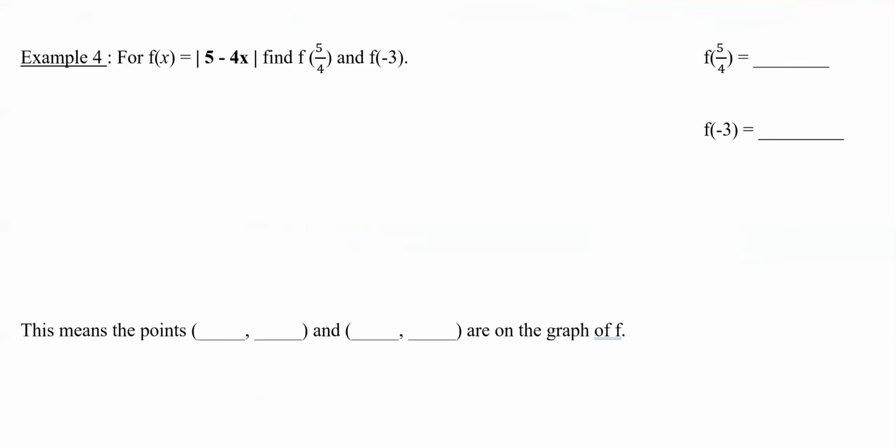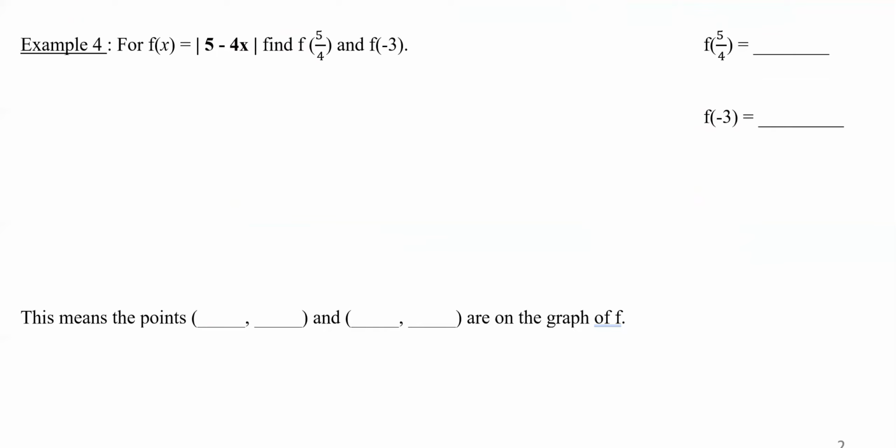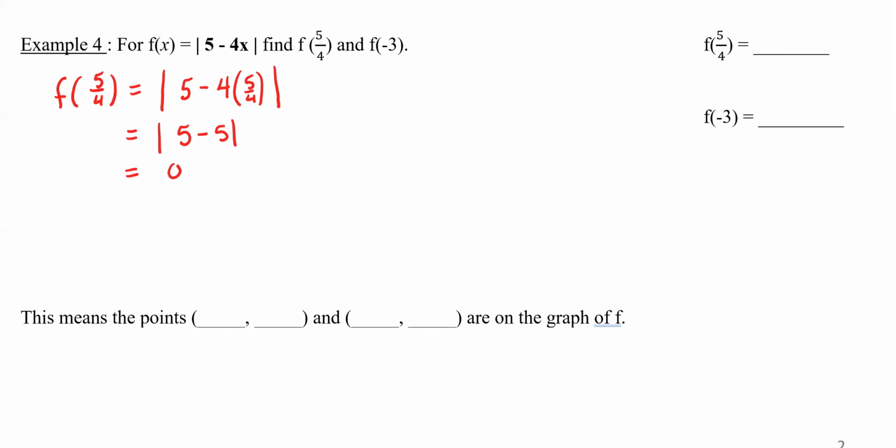Example 4, we have an absolute value. We want to find f of 5/4. So sometimes I call these plug and chug. You're going to plug in what x is. And then the chug part is the calculation. 5 minus 5 is 0. The absolute value of 0 is 0.